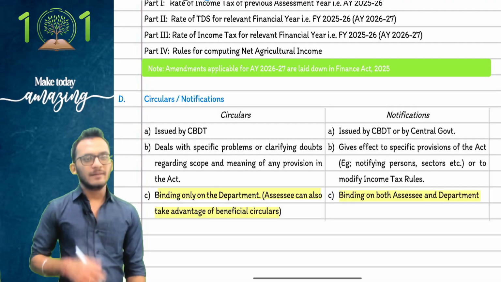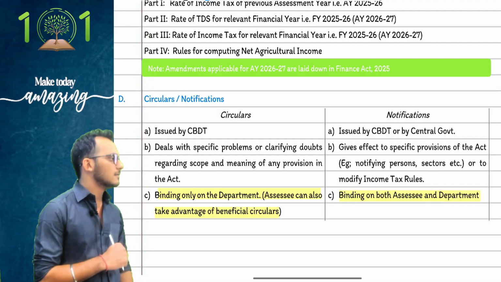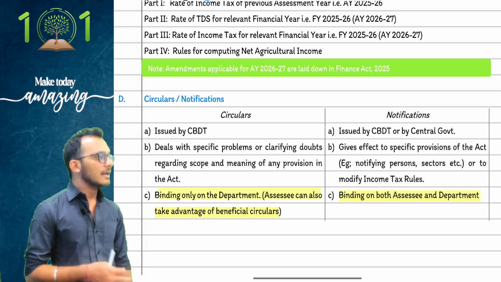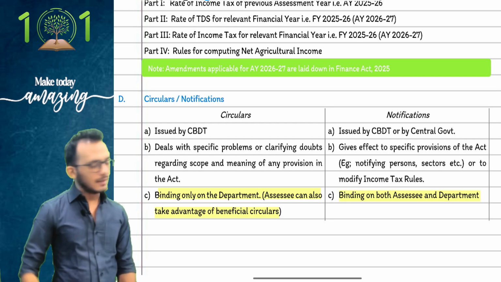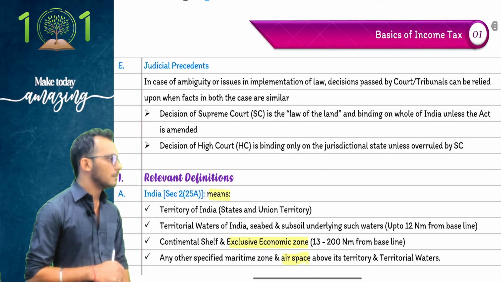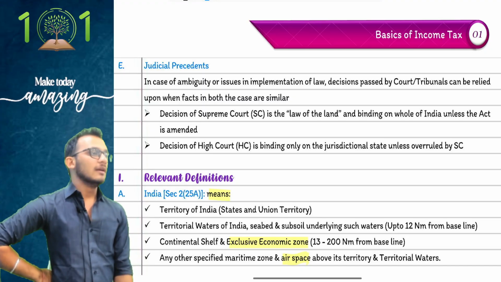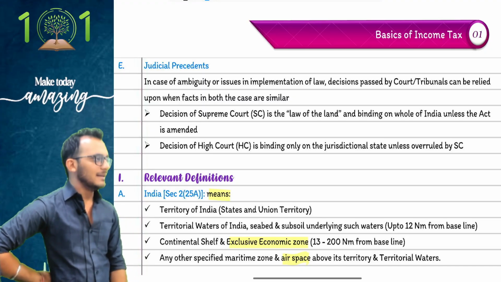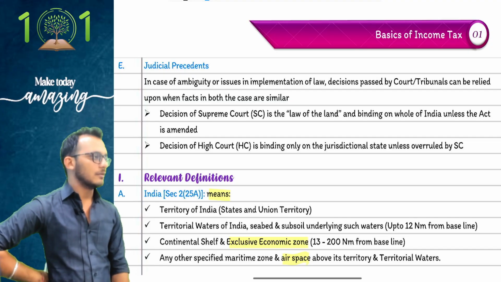Clear? Yes, very good. With this, people, you're done with circulars and notifications, leaving you with the last thing called case laws. Like we discussed, people, in India, case laws are of two kinds. One comes from the Supreme Court, one comes from the High Court. At the final level, you will learn there is something called ITAT and something called Commissioner of Income Tax.